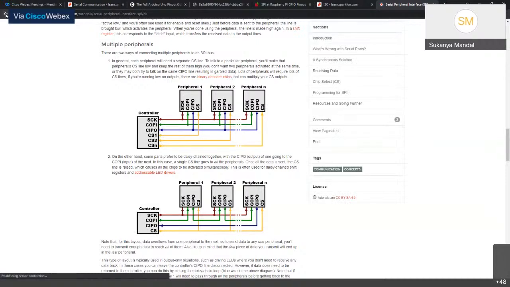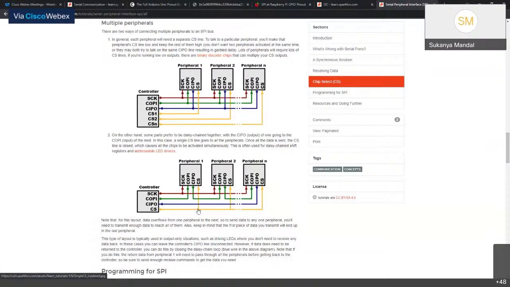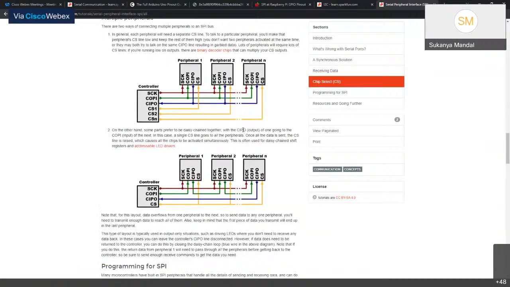So here you would need multiple chip select lines and a serial clock. Of course, one clock caters to all the peripherals, but each peripheral has to have one chip select line, on the basis of which you will be selecting which peripheral to communicate to.